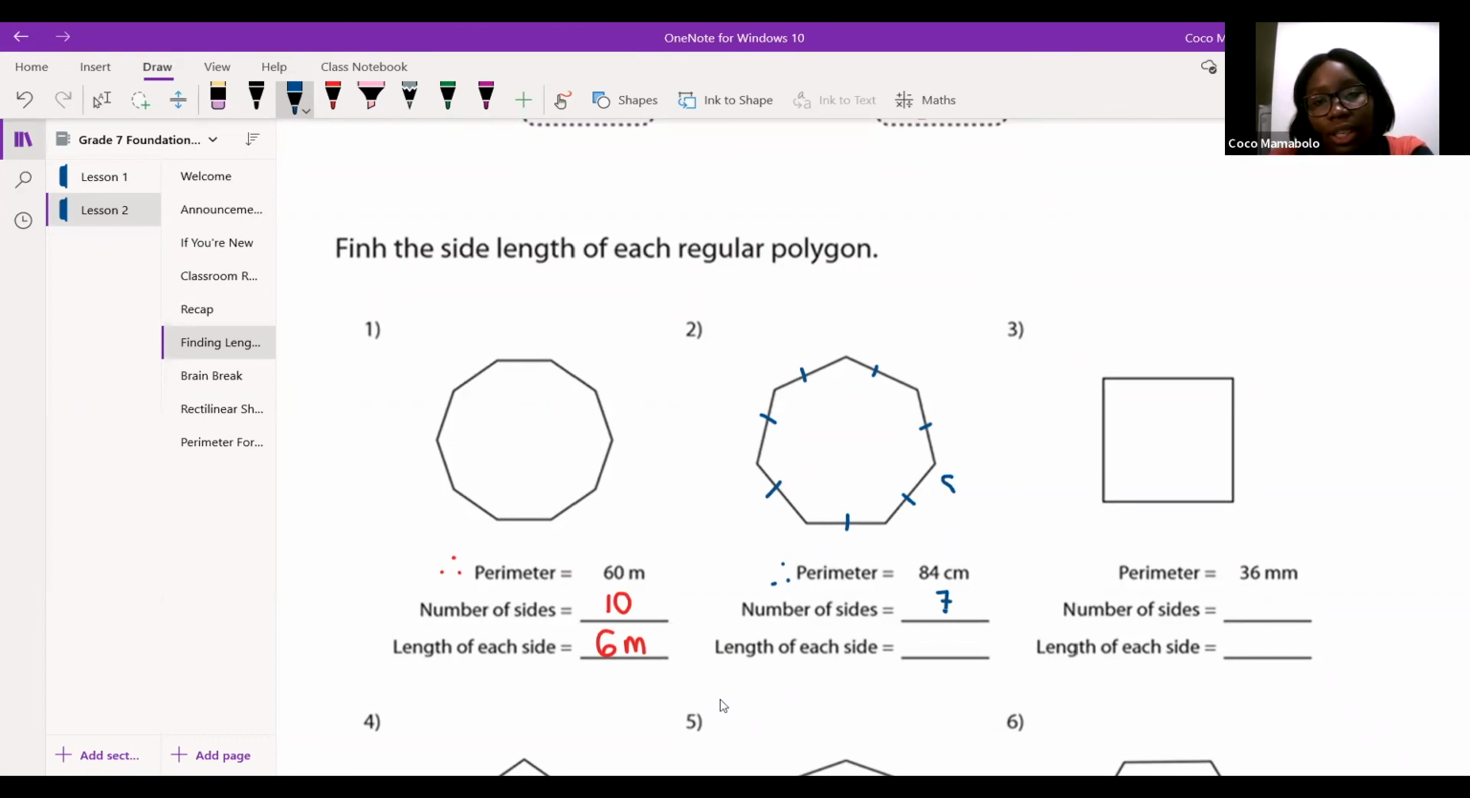So what I have to do is take 84, divide by 7. And how much is that going to give me, guys? Let me know. Excellent, Maria. Nokwezi, the answer for me? Good. The length of each side is not just going to be 12, guys. It's going to be 12 centimeters. Don't forget my centimeters.